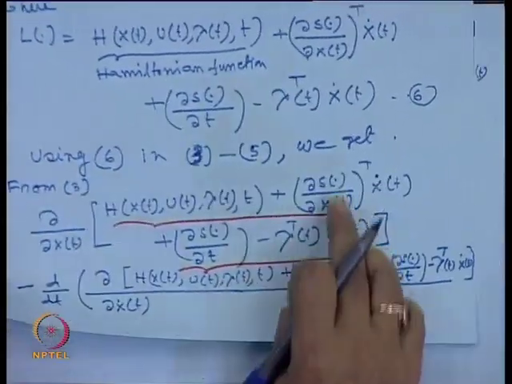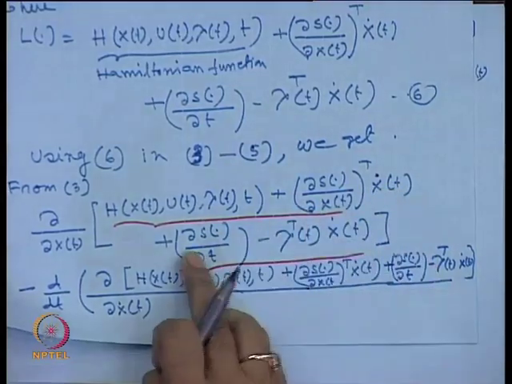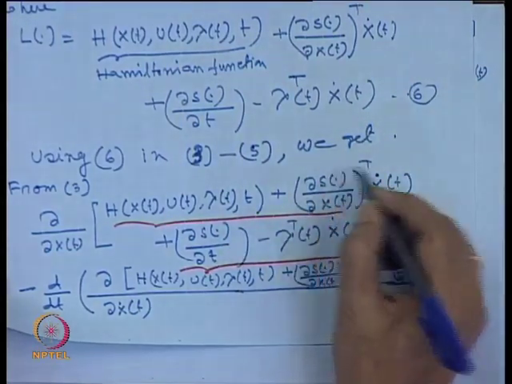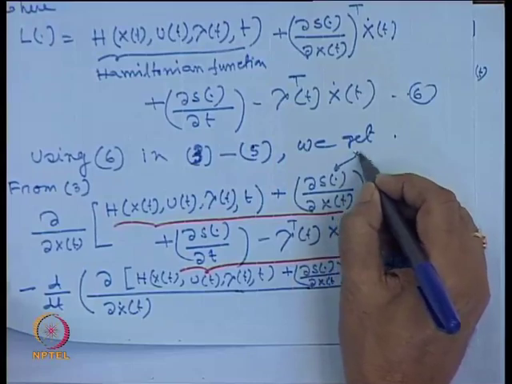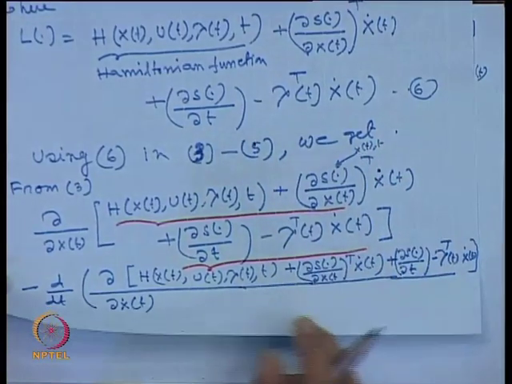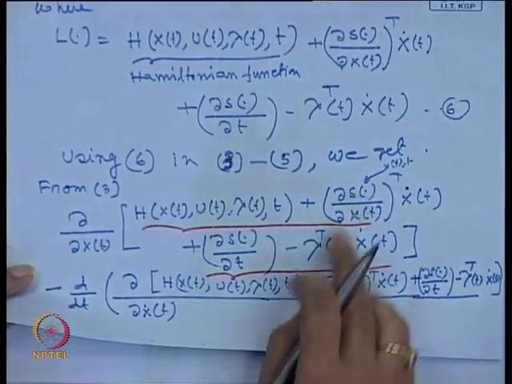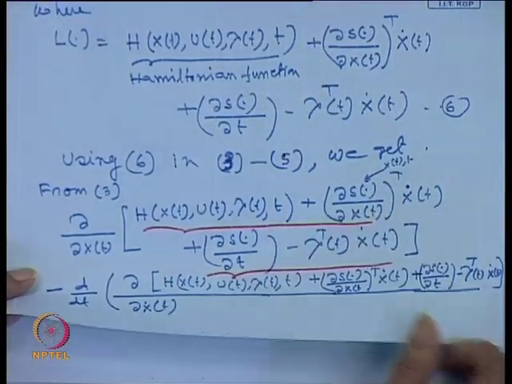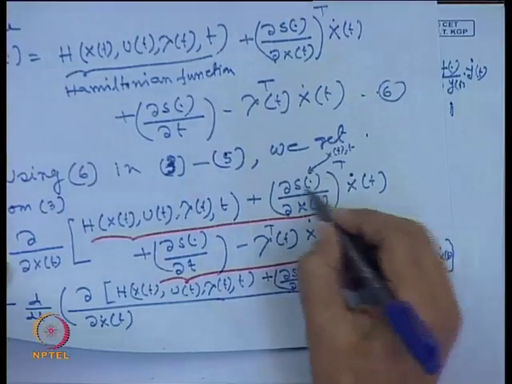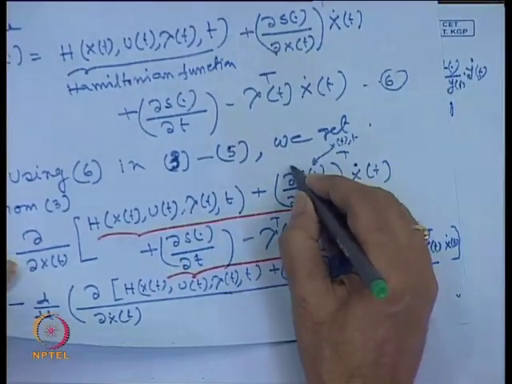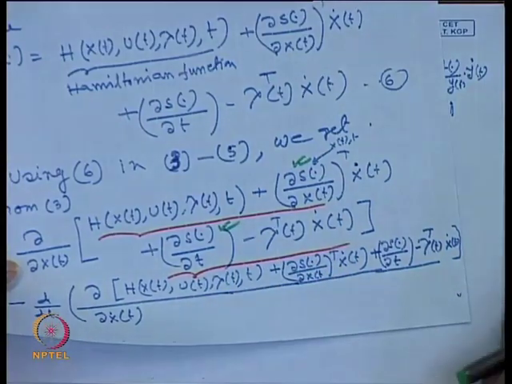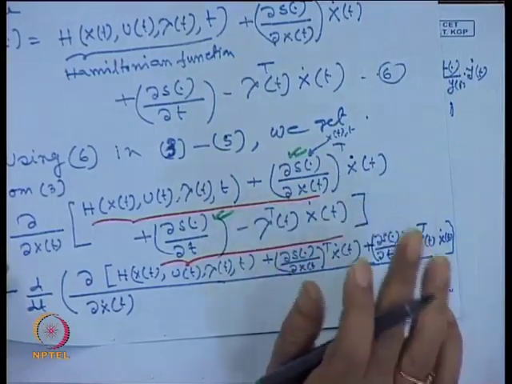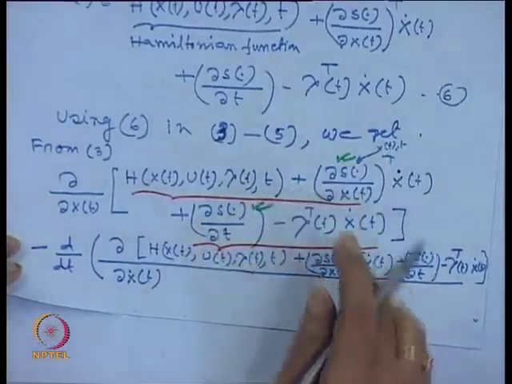Now, see this one. s is a function of x of t and t. Using the chain rule, this term and this term combined I can write as ds by dt.